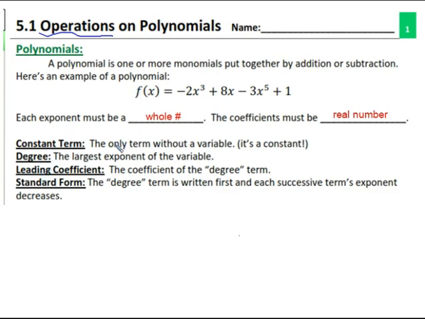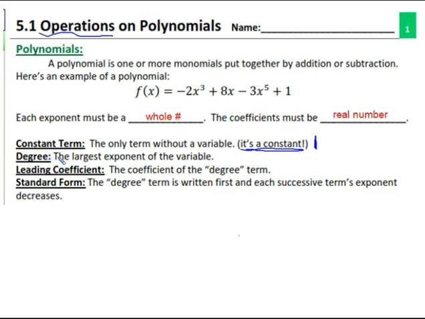In our example, the constant term is the only term without a variable, meaning that it's essentially constant. It's not going to change. If you look at our polynomial, the only one without a variable is our +1 on the end. So in this case, this is our constant term. Now it could depend on your polynomial. Maybe it's 50, maybe it's -2, but it's just the constant term without a variable.